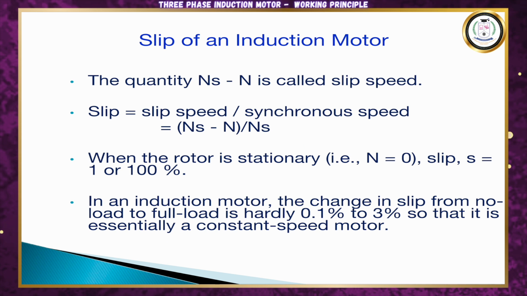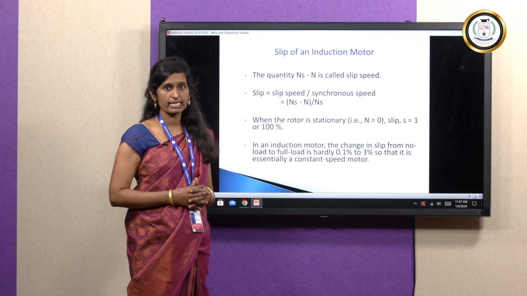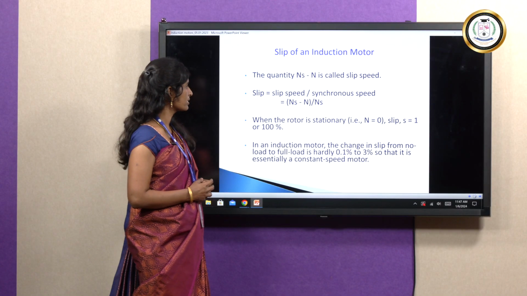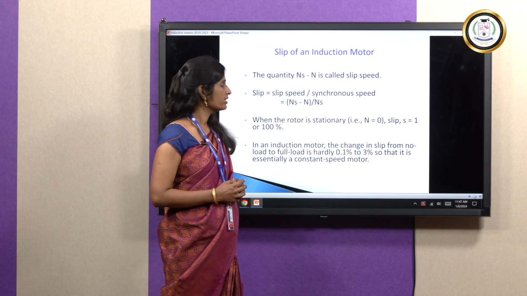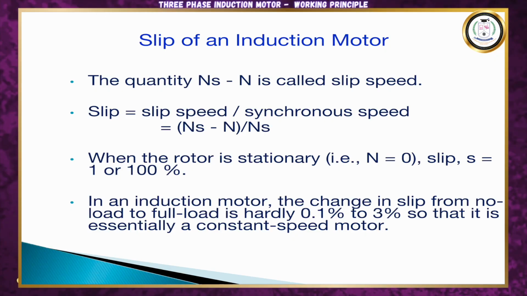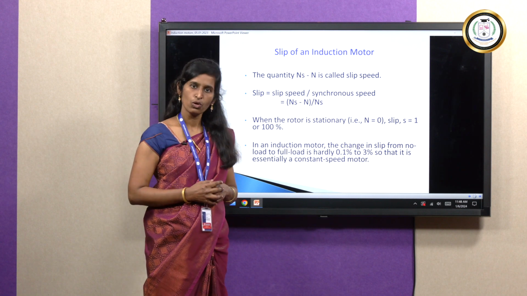Next, let's see the slip of the induction motor. Slip speed is the difference in speed between Ns and N. Ns is the speed of the rotating magnetic field, N is the motor speed. Therefore, slip speed is equal to Ns minus N. Slip is the ratio between the slip speed and the synchronous speed. Therefore, slip is equal to Ns minus N divided by Ns. At stationary condition, N is 0, therefore slip s is equal to Ns minus 0 by Ns, which is equal to 1.